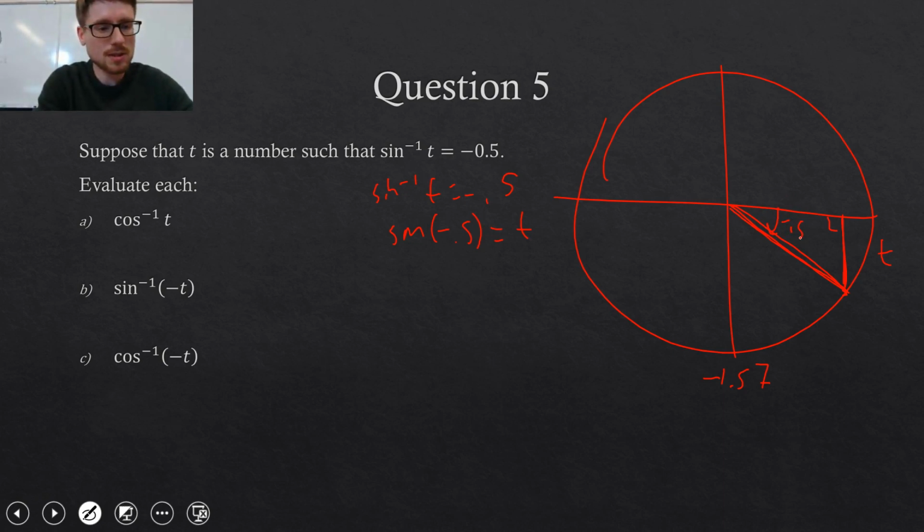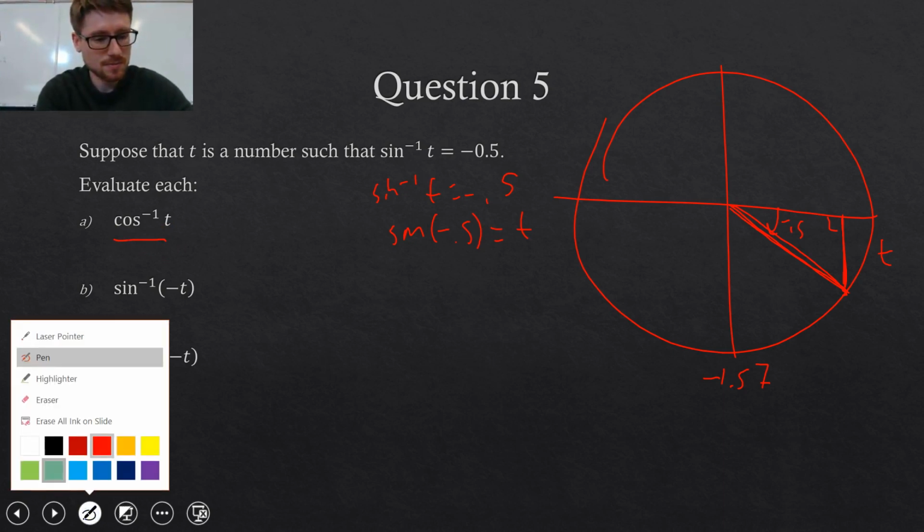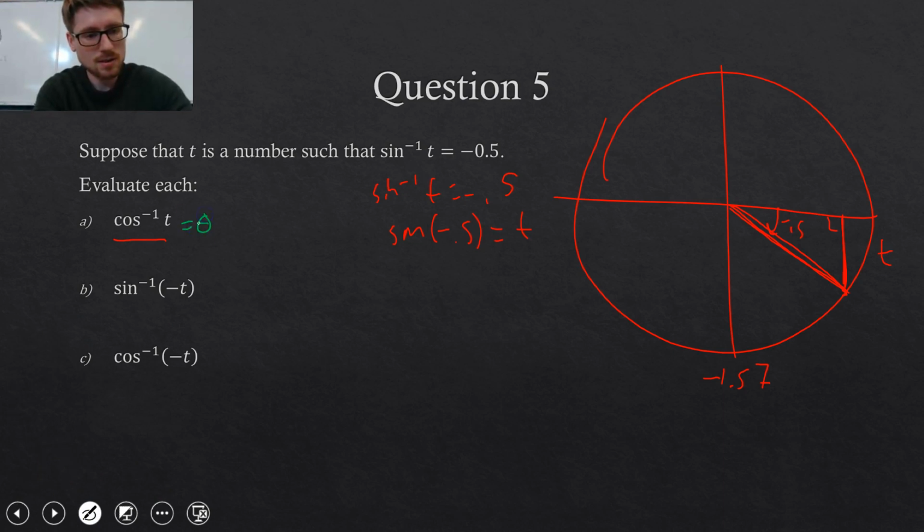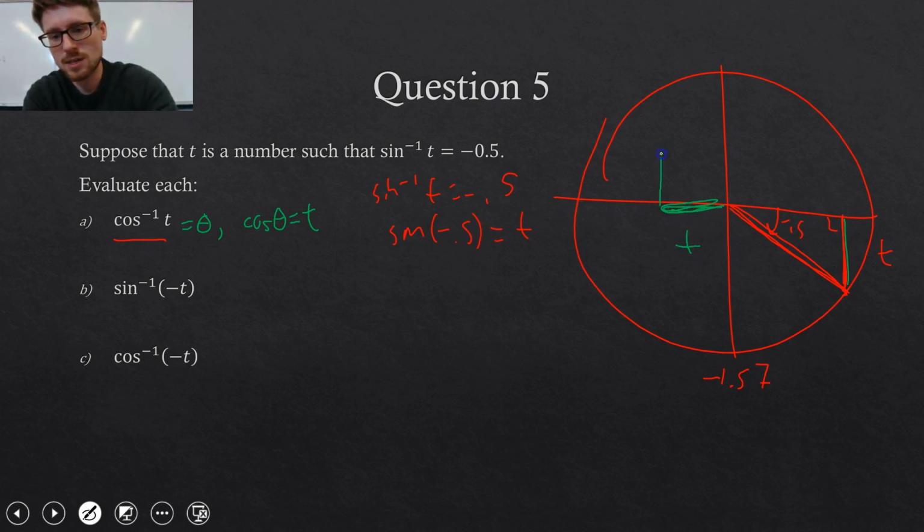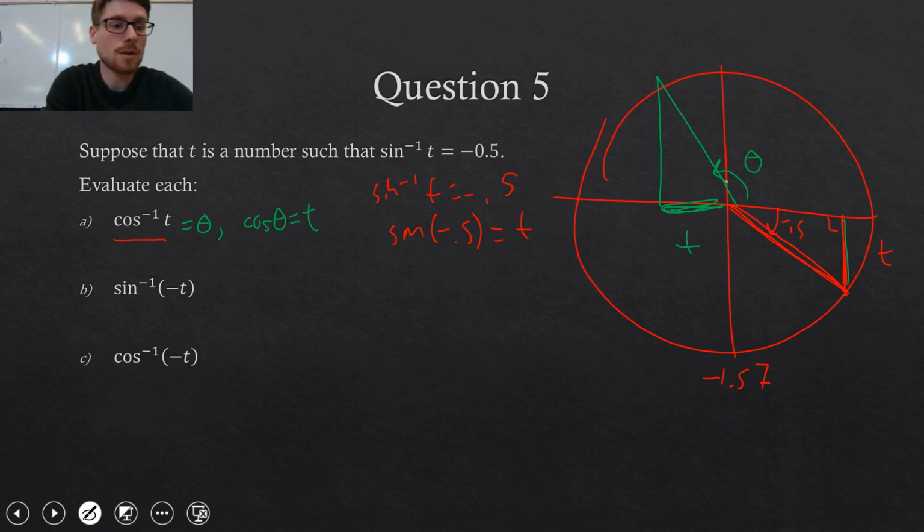If we want to evaluate cosine inverse of t, cosine inverse of t is another angle. This equals theta, where cosine of theta equals the same t we drew over here. So that t. Remember, t is negative from our diagram, so cosine of theta is negative, and that's going to be in quadrant 2. So this is now t over here. There's t, and this is theta. That's what we are interested in. So our answer should be more than pi over 2.